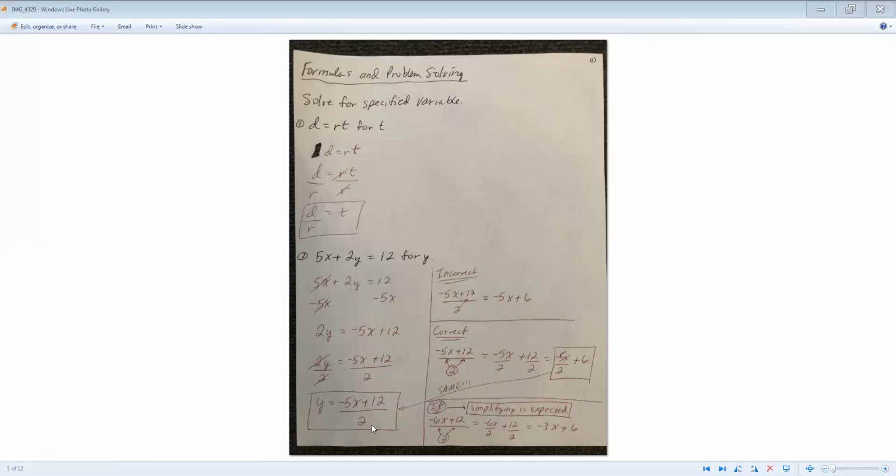Now we have to be careful with our simplification. There's a right and a wrong way of doing this. The wrong way is to take the 2 divided into 12 and leave you with negative 5x plus 6. That is the incorrect way of simplifying this further.